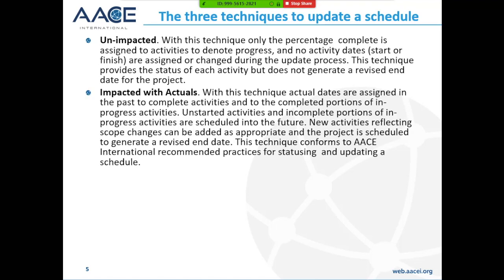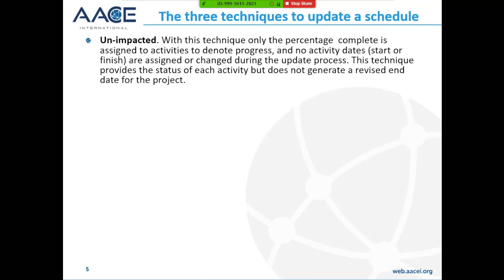So moving on, unimpacted. If you create an unimpacted updated schedule, you've got a schedule and you are going to enter just the percent complete against the activities to denote the progress. So no actual starts and actual finishes are assigned or changed during the update process. You don't add any variations. All you do is enter the percent complete against the activities, and this provides the status of each activity but does not generate a revised end date for the project, and obviously can't be used for claims and things.